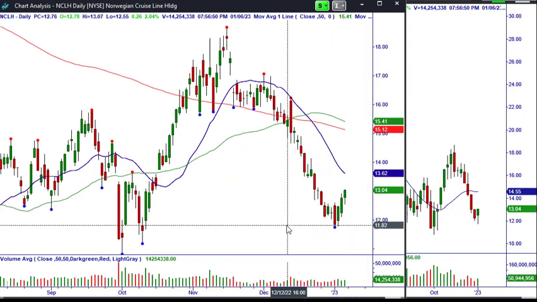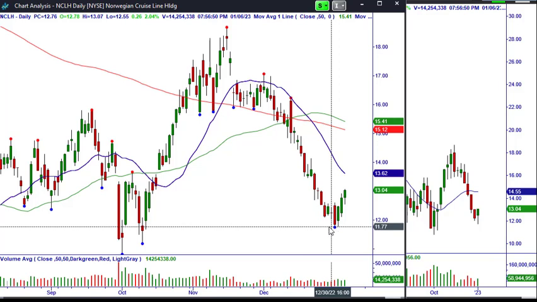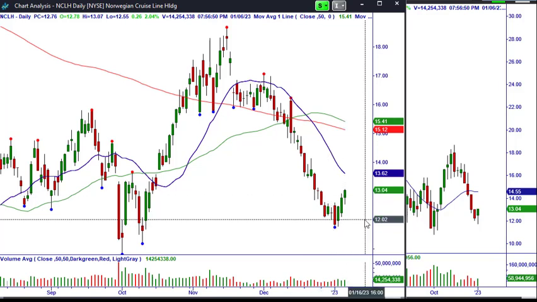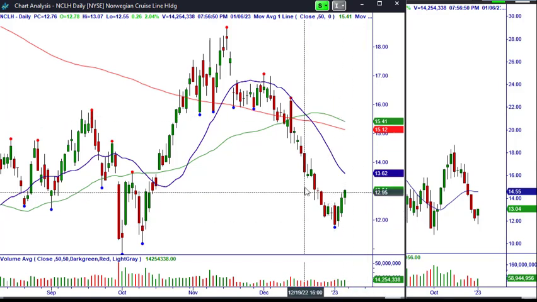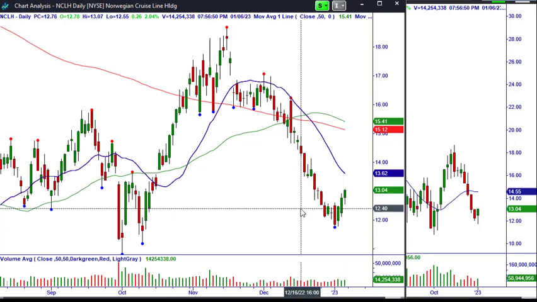So remember, the premium we take in is pure profit. We make that money as long as it doesn't close under our short strike, the $12. It can go up, it can go sideways, it can chop around in a coma, and we're making our money every day through time decay.